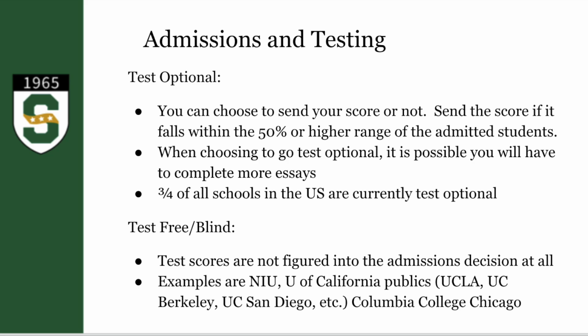There are a series of schools that are test blind, and this, again, at the time of recording has ebbed and flowed, but currently Northern Illinois University is one of our closest ones, and all of the University of California public schools, so that would be UCLA, UC Berkeley, UC San Diego, and Columbia College Chicago. These are all schools that are test blind, and what we mean by that is they won't take your ACT or SAT scores. They will not allow you to send them. You cannot report them. That is not used in their admissions process. So kind of the opposite end of that scope.